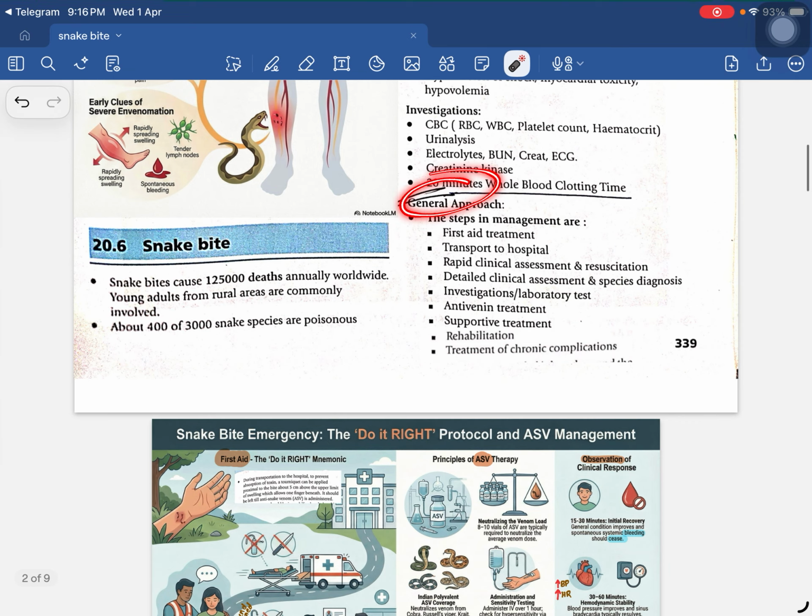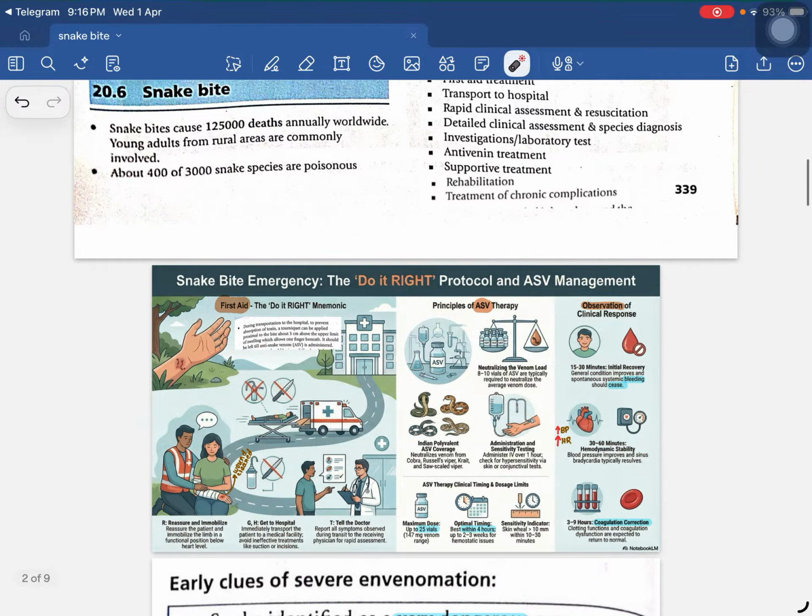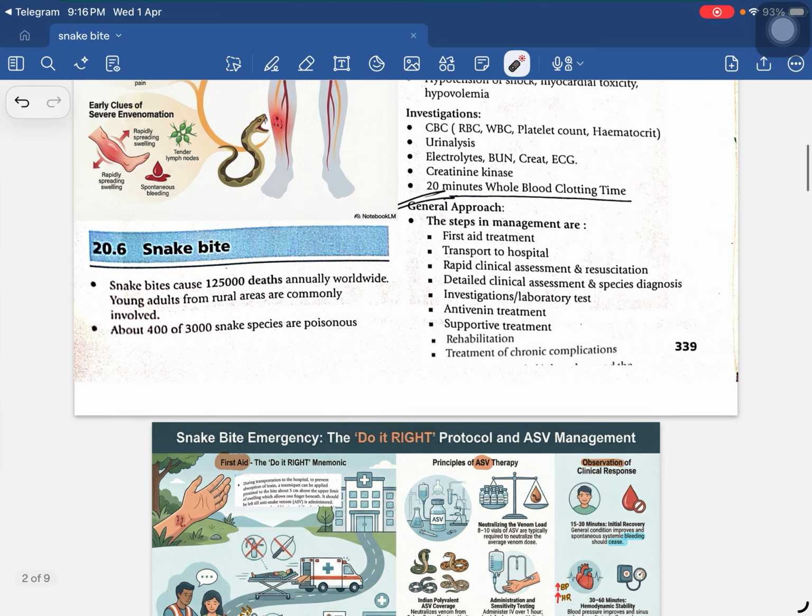Coming to the general approach, we have first aid treatment and transport to the hospital, which you can remember by the mnemonic, do it right. Then rapid clinical assessment, detailed clinical assessment, species identification, investigations done by the doctor, and antivenom treatment, ASV. We have discussed the principles of ASV: 8 to 10 vials initially, maximum of 25 vials, which can be given over up to 3 weeks. So that is ASV management.